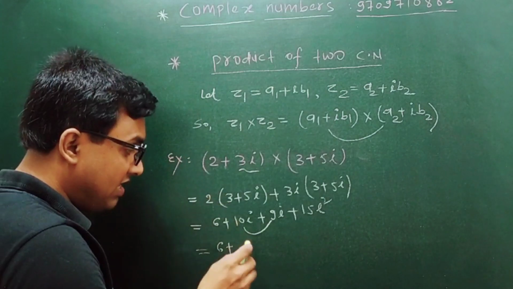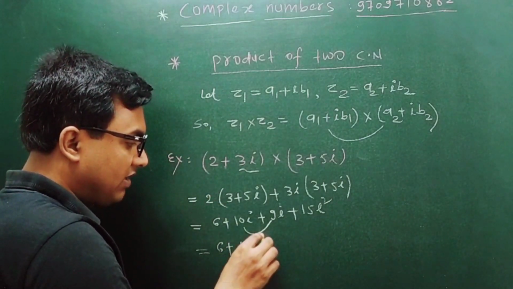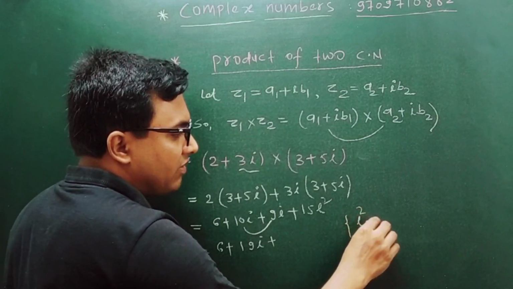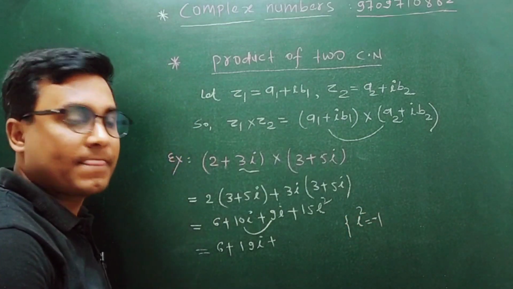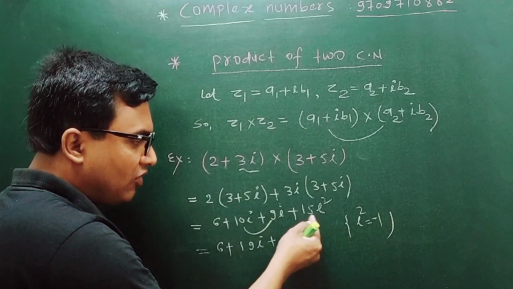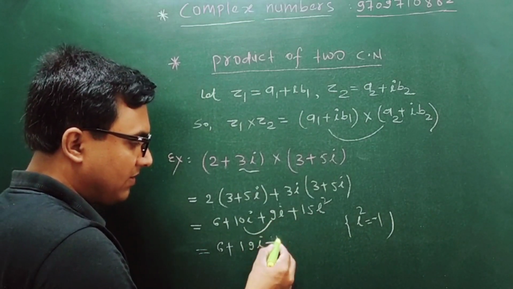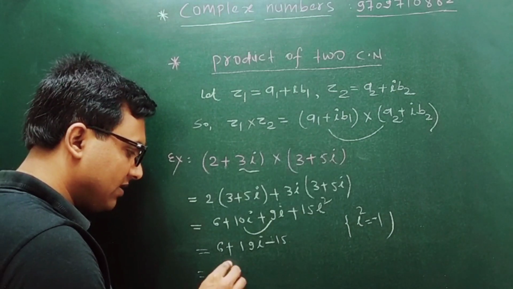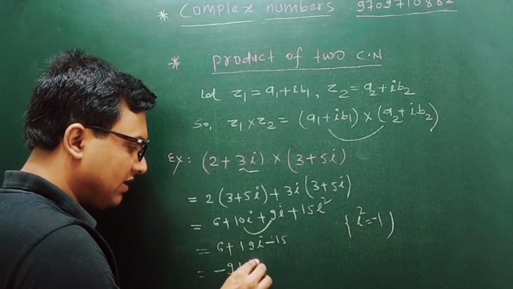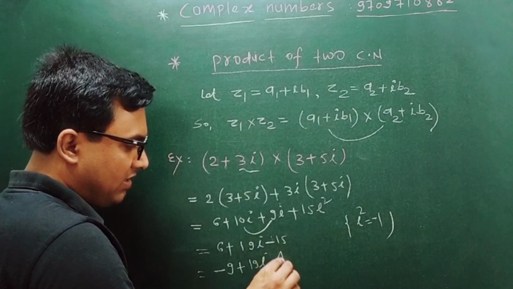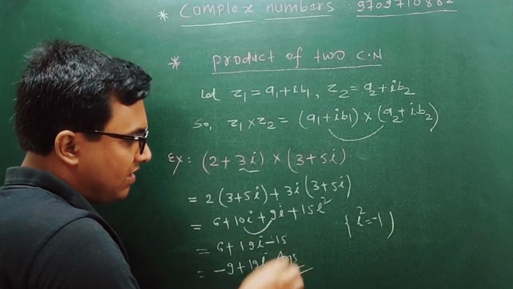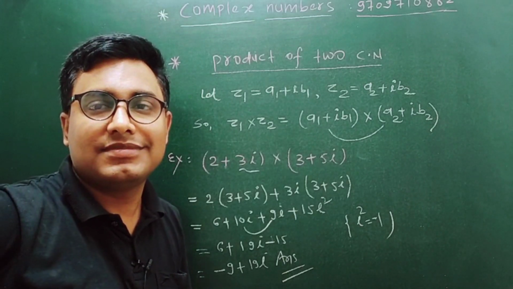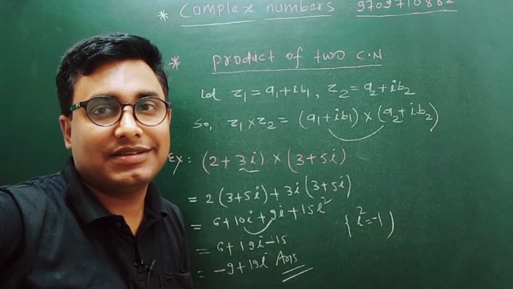Clear? 10 plus 9 is 19 iota. Iota square is equal to minus 1, so minus 1 into 15 becomes minus 15. 6 minus 15 is equal to minus 9, plus 19 iota. It becomes your final answer.